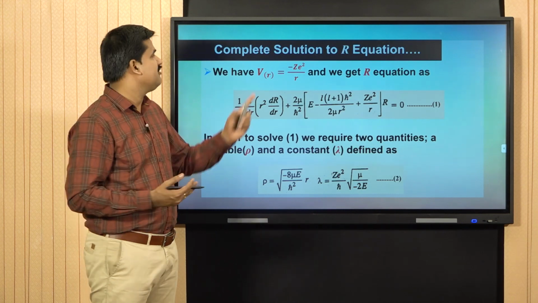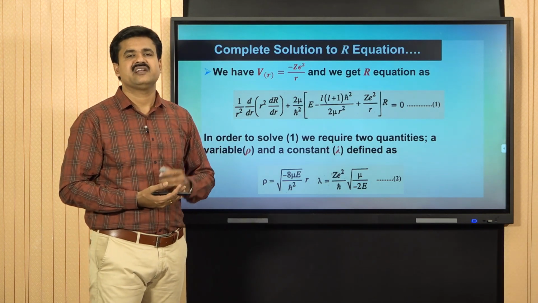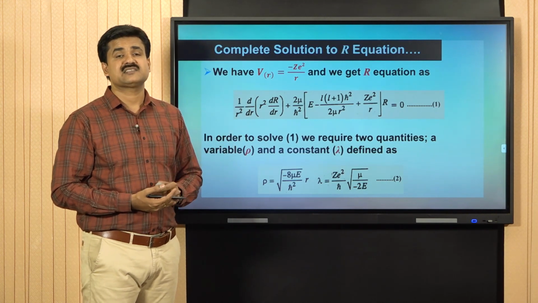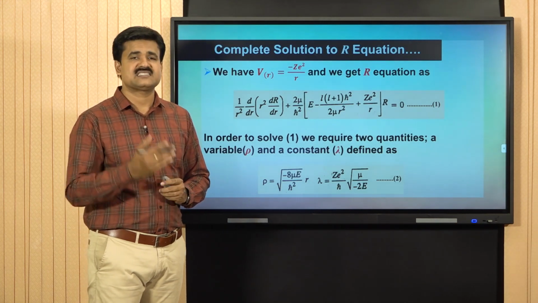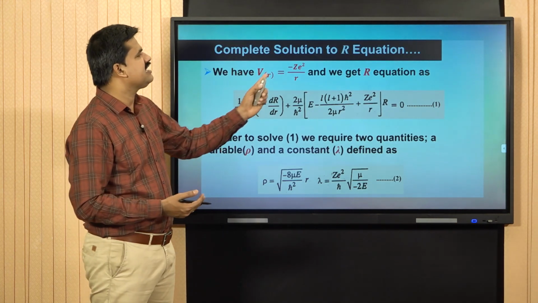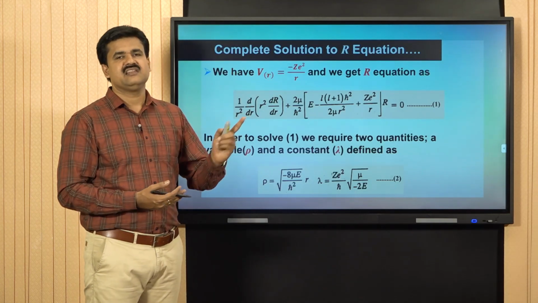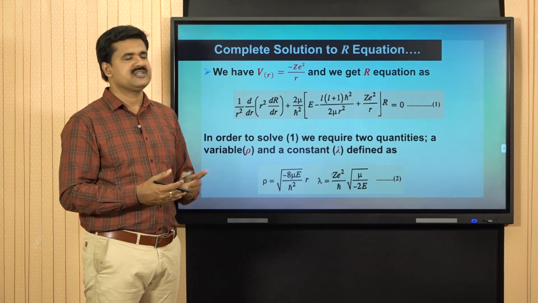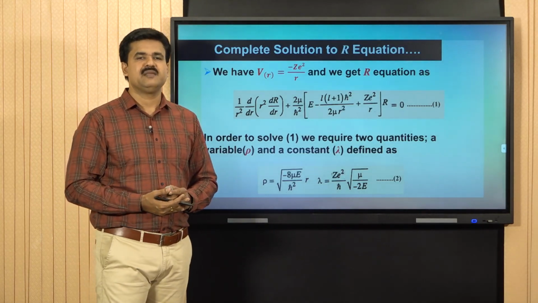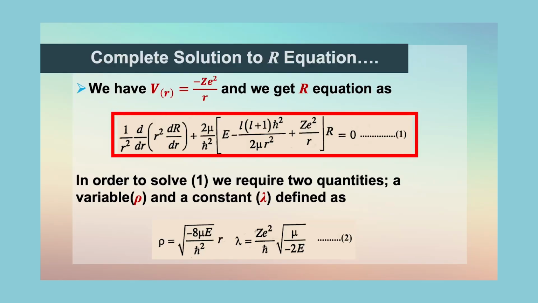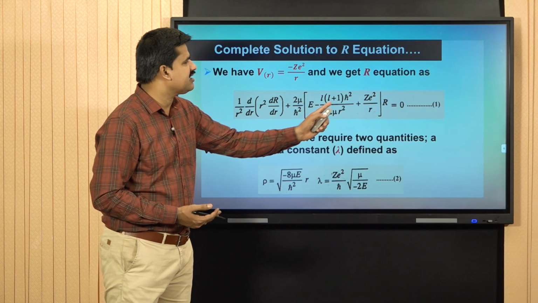r, that is V(r). V(r) is equal to minus Z e² divided by small r, where Z represents atomic number, Ze represents the nuclear charge and small e represents charge of the electron. And on putting the value of V(r) in the R equation, we will get the R equation in this form. The new R equation is like this: 1 by r² into d by dr of r² into dR by dr plus 2 μ by ħ² into E minus l(l+1) ħ² divided by 2 μ r² plus Z e² by r into R is equal to 0.